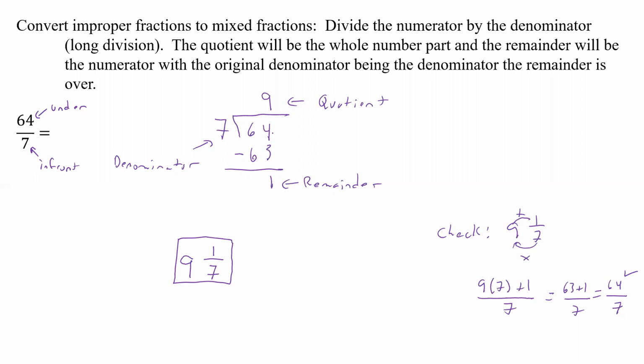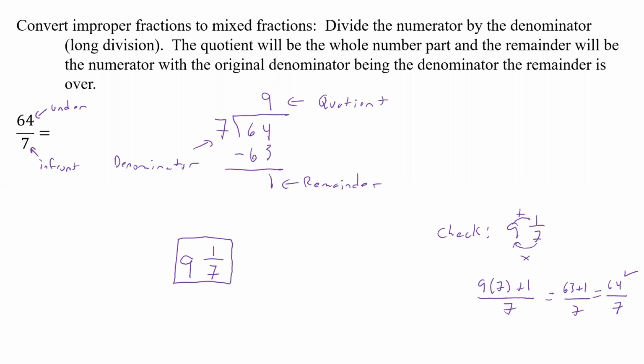And so what we do now is we do that division. So 7 goes in here 9 times. That gives us 63. We subtract, we get 1. And so this piece here, that's our quotient. That's going to be the whole number part out in front.